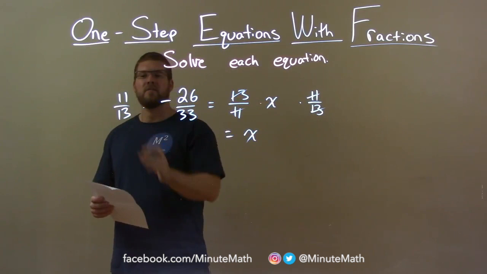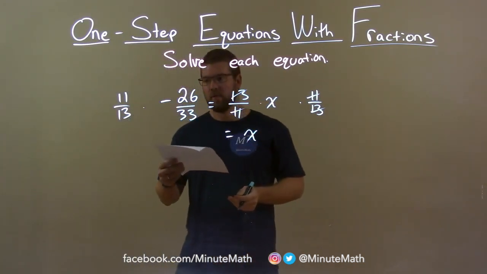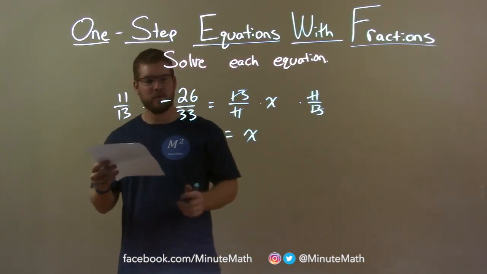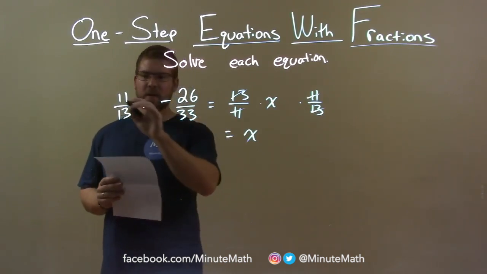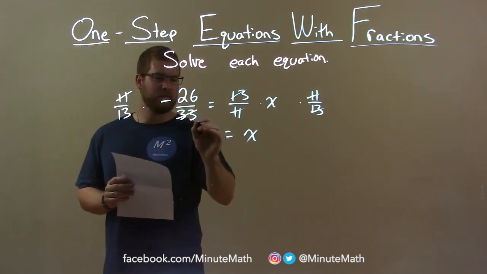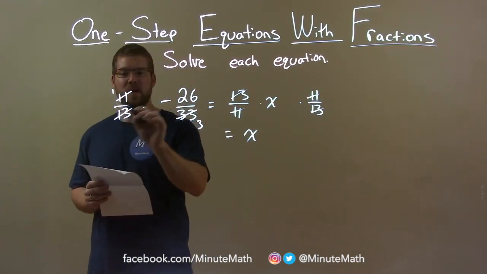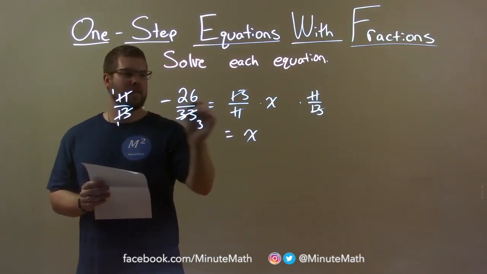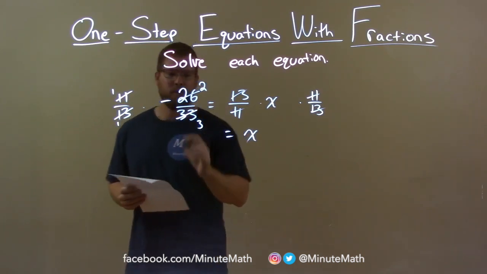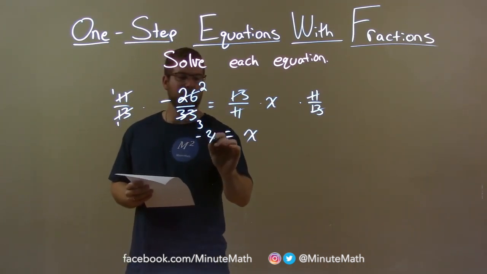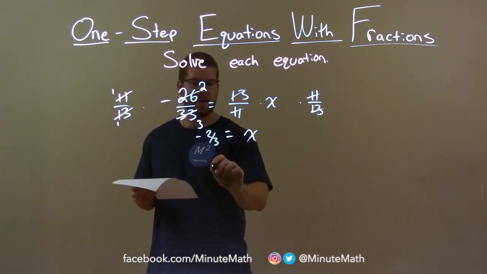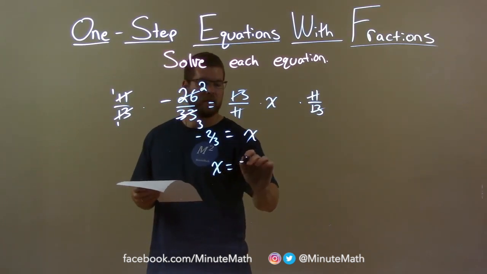Now, 11 over 13 times negative 26 over 33, that ends up simplifying. It's pretty easy to see. Let's just go through it. Both of these are divisible by 11. This is a 3 and this is a 1. 13 goes into 26 2 times, right? So 1 and then 2 up here. And so our final answer is pretty easy, it's a negative 2/3. So we can rewrite that to have x come first as x equals a negative 2/3.